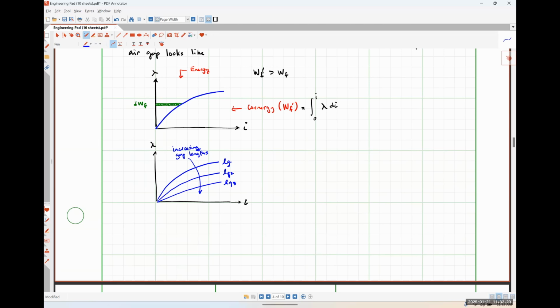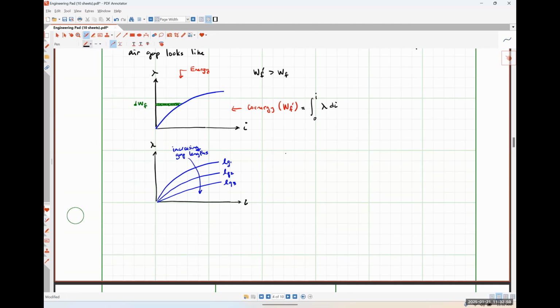So as we make that air gap larger and larger, it tends to linearize the relationship between current and flux linkage. We actually talked about this before, about how the air gap tends to linearize the inductance of a coil. That is literally the exact same thing that's going on here, because we know that flux linkage and inductance are proportional to each other, okay?